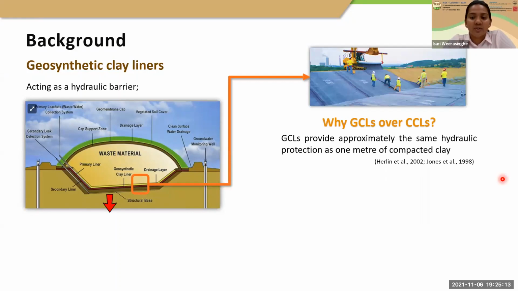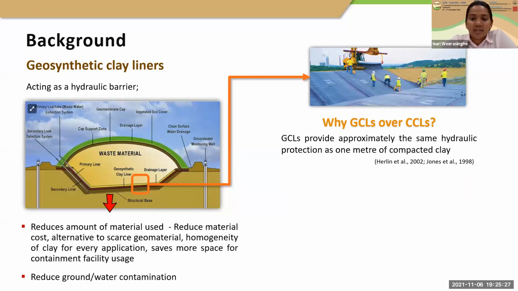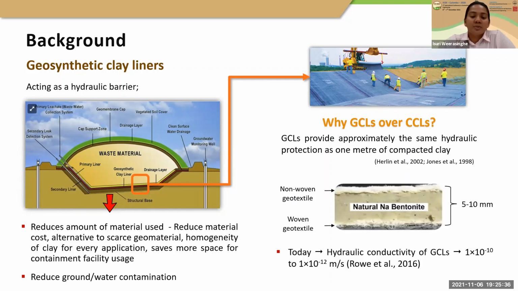Conventionally, compacted clay liners were used, and during the last 1 or 2 decades, GCLs have substituted compacted clay liners, as the 5 to 10 millimeter thick GCL provides the same hydraulic protection as 1 meter of compacted clay. This reduces the cost incurred on scarce geomaterial and also saves a lot of space in the facility. So this is a cross-section of a GCL, where you can see the sodium bentonite sandwiched between the non-woven geotextile and the woven geotextile. And today, the hydraulic conductivity of the GCLs has improved quite a lot to 1 into 10 to the power minus 10 to minus 12 meters per second.